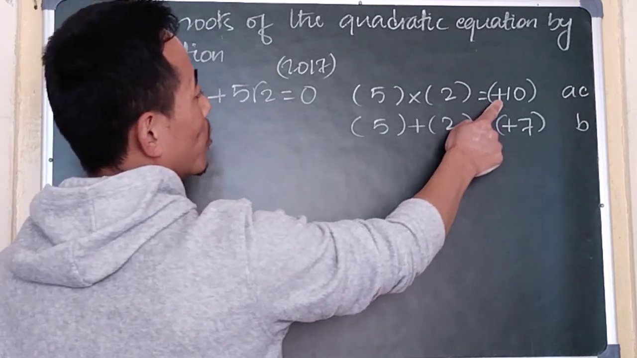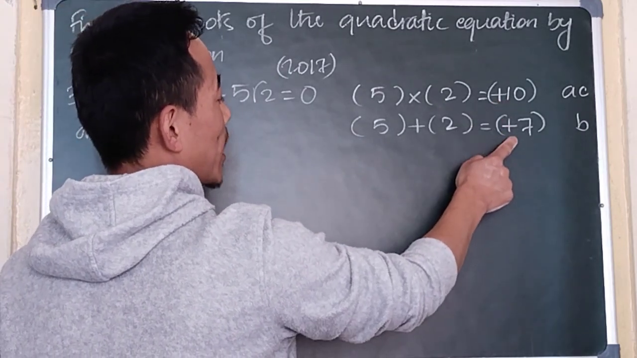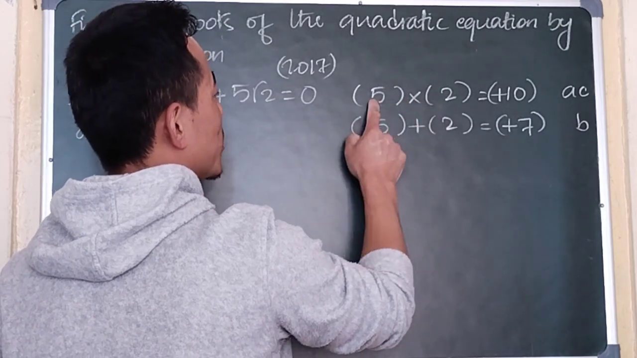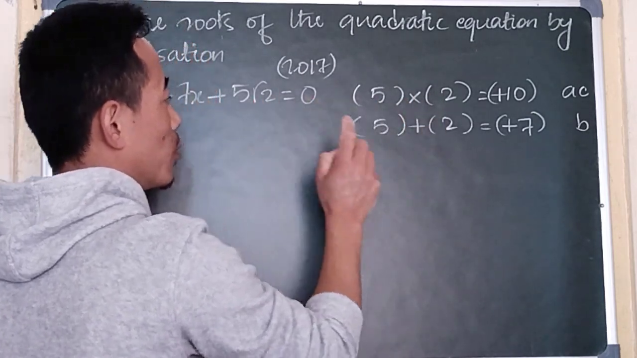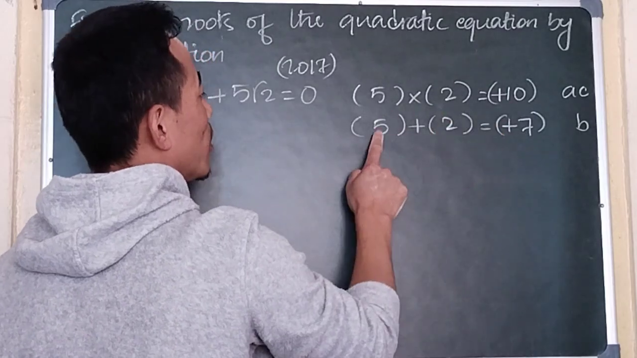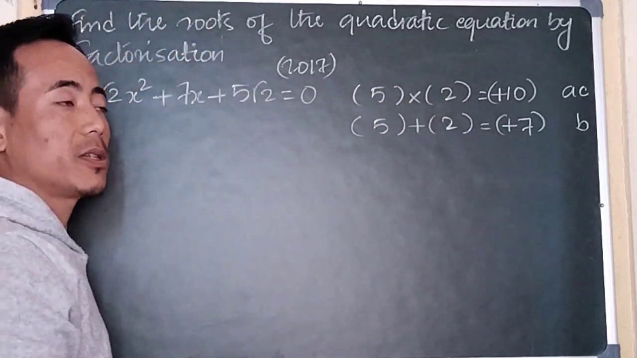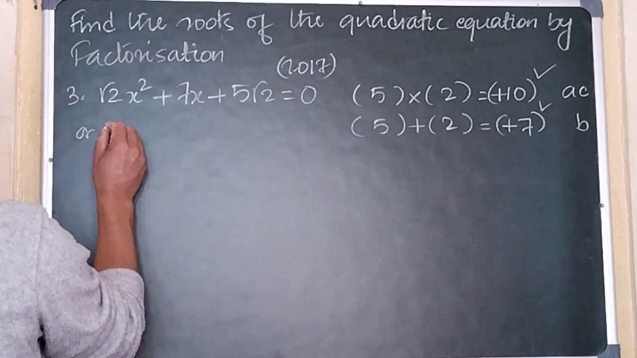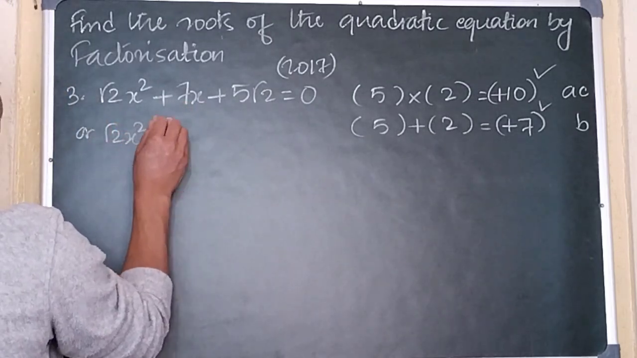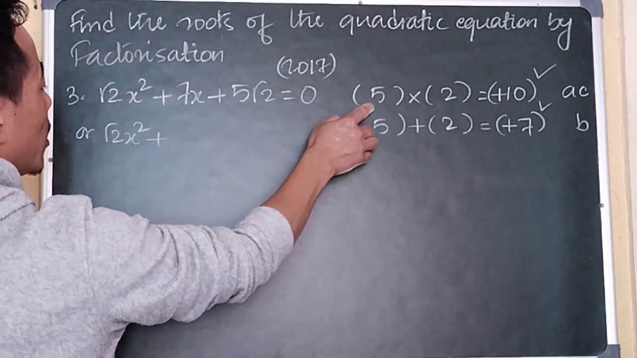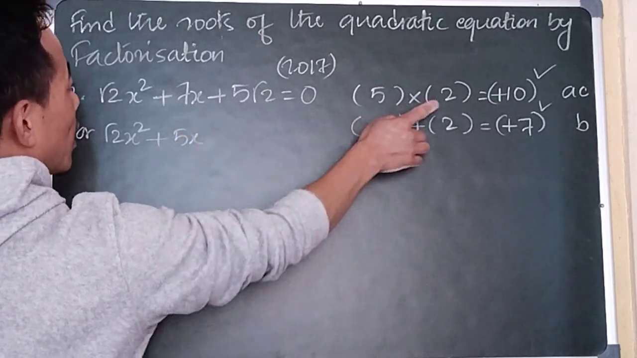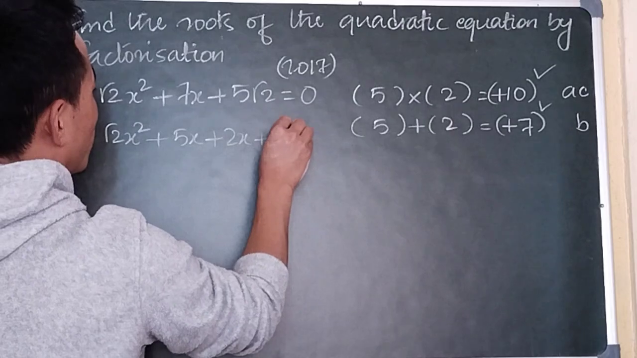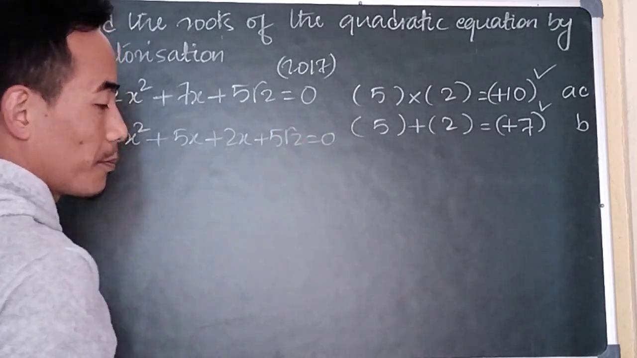And you can see that both the terms have a positive sign. That means both the numbers will be positive numbers. Plus 5 plus 2. 5 into 2 is plus 10, 5 plus 2 is plus 7. That means both these conditions have been met. So for this middle term, instead of 7x, we will write plus 5x plus 2x, plus this term 5 root 2, equals to 0.